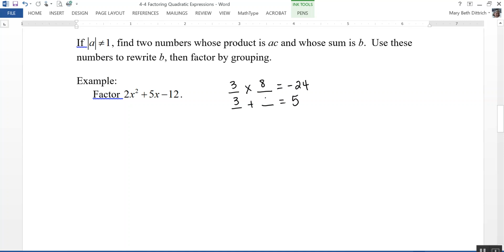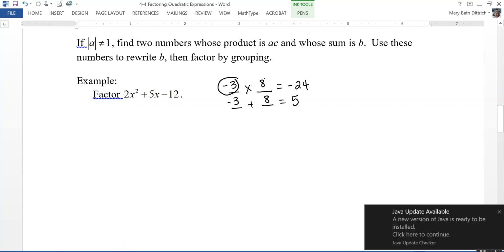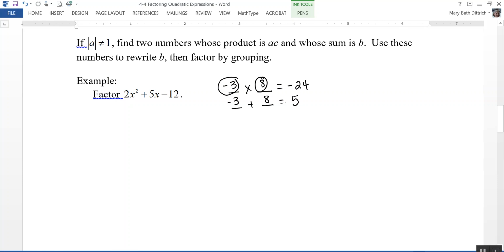But clearly 3 times 8 is not equal to negative 24, nor is 3 plus 8 equal to 5, so one of those has to be negative. In order to get a positive 5, my 3 has to be negative. So I'm going to use a negative 3 and an 8 to rewrite my middle term of 5x. So I'm going to write it as 2x squared minus 3x plus 8x minus 12. Notice that I really haven't changed anything. I've just taken that 5x in the middle and broken it down into negative 3x and 8x.